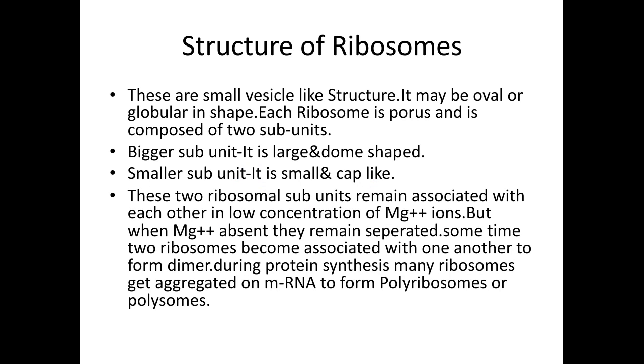Structure of the ribosomes. These are small vesicle-like structures. They may be oval or globular in shape. Each ribosome is porous and is composed of two subunits. The bigger unit is large and dome shaped, while the smaller subunit is small and cap like. These two ribosomal subunits remain associated with each other in low concentration of magnesium ion. But when magnesium ion is absent, they remain separated. Sometimes two ribosomes become associated with one another and form a dimer. During protein synthesis, many ribosomes get aggregated on a messenger RNA to form a polyribosome, also known as polysomes.